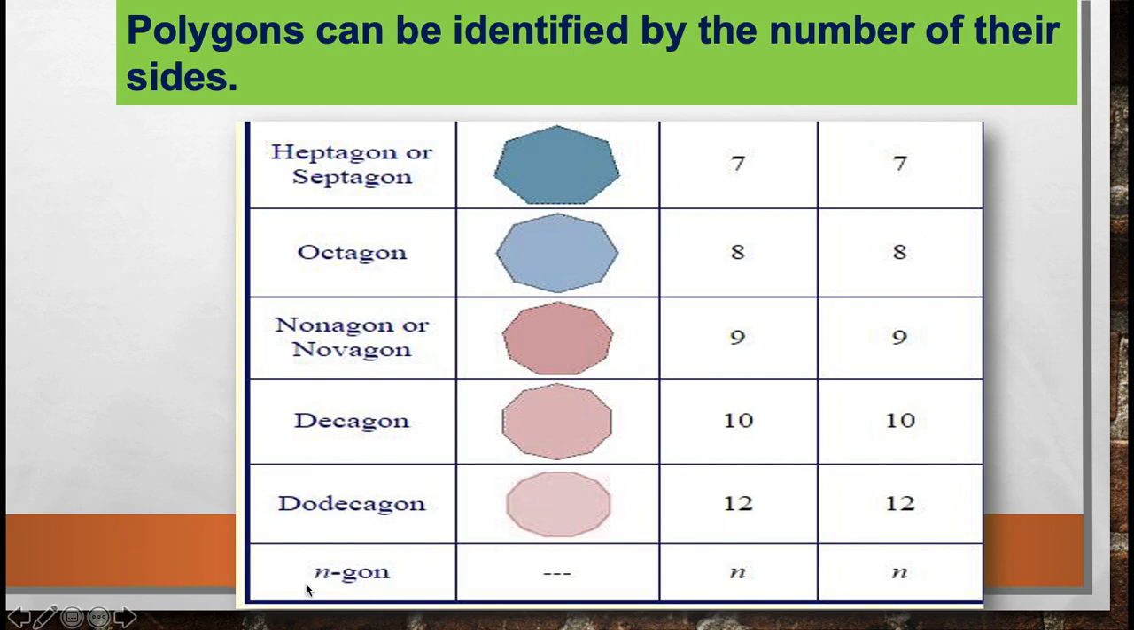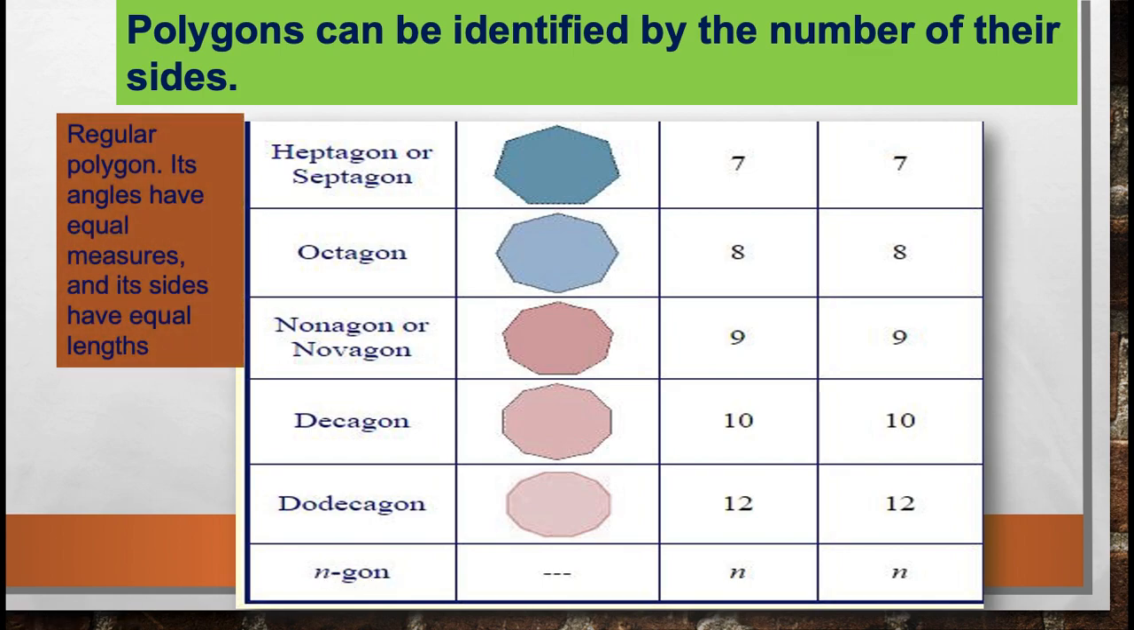And n-gon means this n refers to the number of sides, whatever the number of sides may be. If a polygon is called an n-gon, that means it has n sides and n angles. So for a regular polygon, or for an n-gon, the number of angles will be equal to the number of sides.